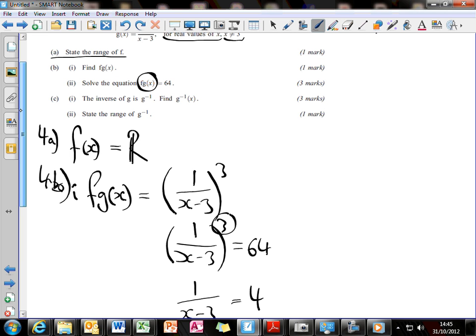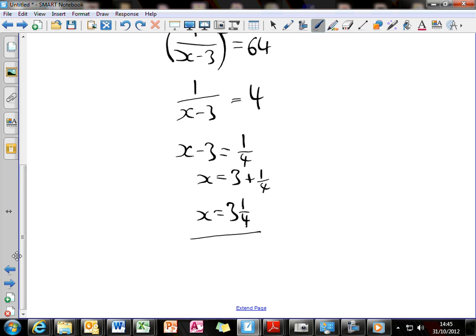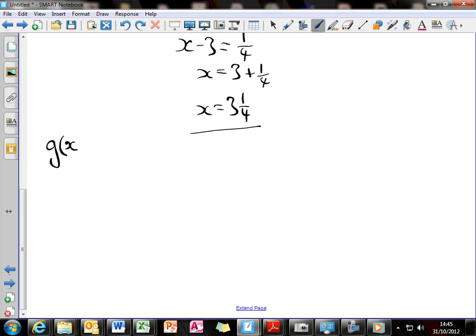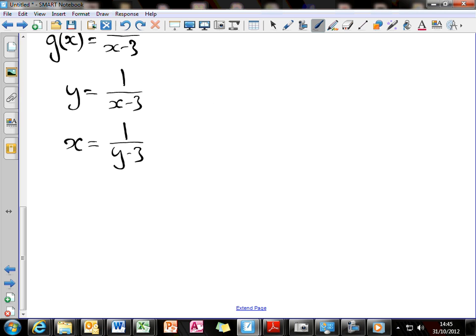The inverse of g is g to the minus 1. So we're trying to find the inverse. Now, let's just write g out, so we're clear on what that is. g of x equals 1 over x minus 3. Now, to find the inverse, there's a few different ways that people tend to do this. We're going to write g like y equals 1 over x minus 3, and then we swap the x and the y around. So x equals 1 over y minus 3. And we're going to rearrange to make y the subject.